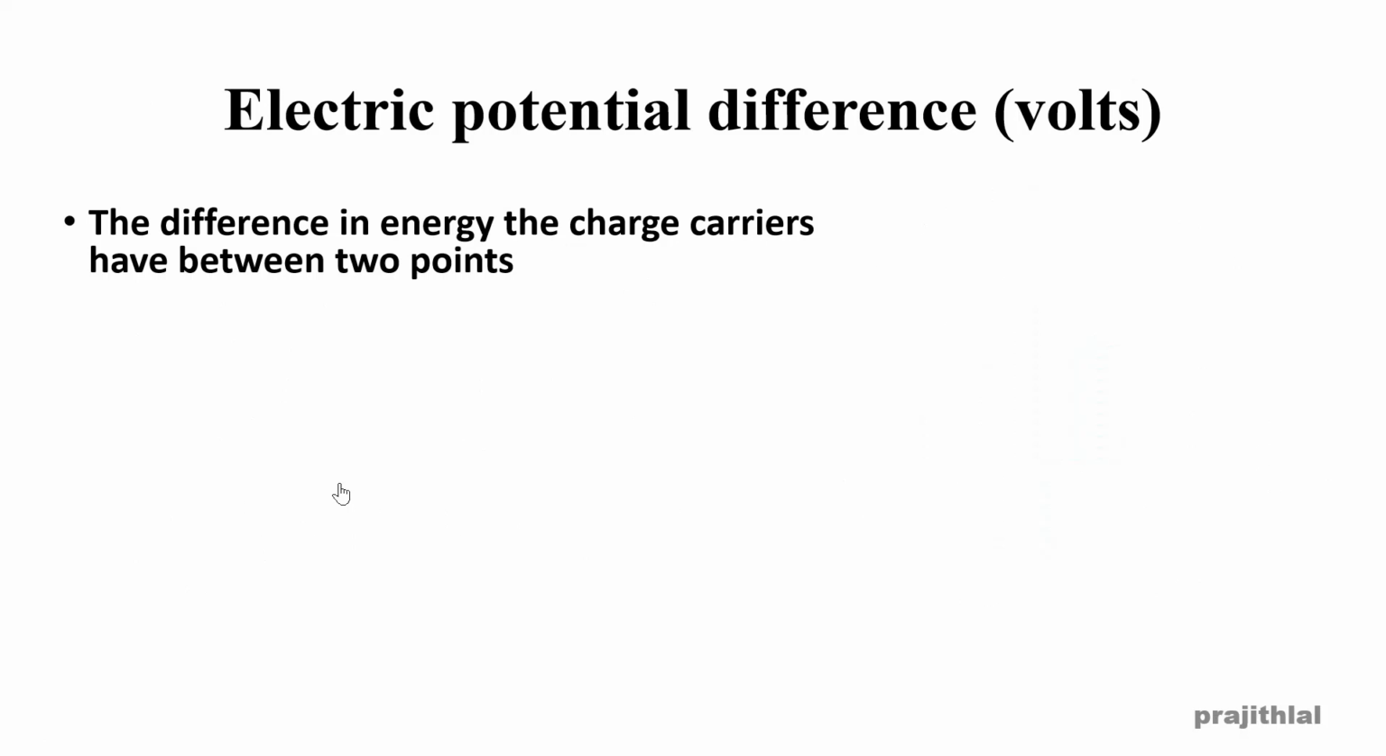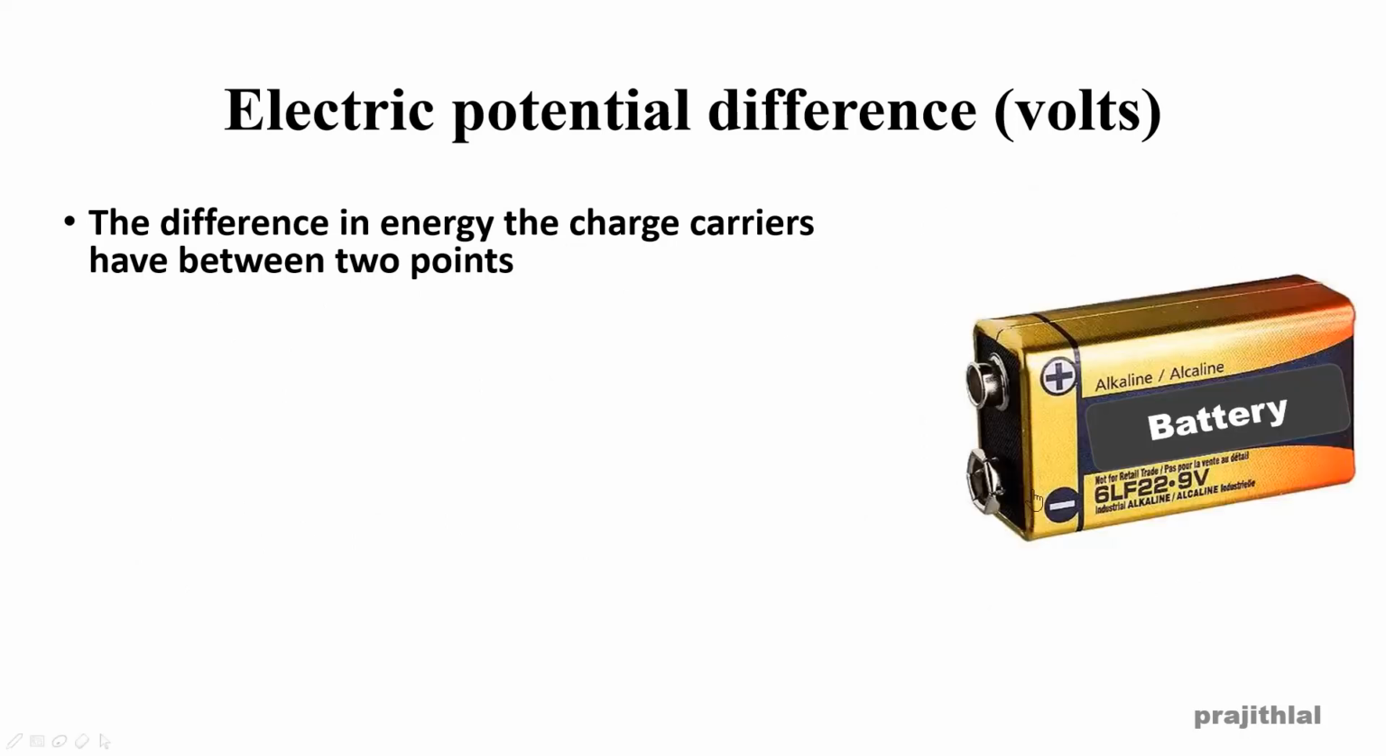So electric potential difference, that is volts. The difference in energy charge carriers have between two points is called potential difference. Okay, so let's see a battery. Here this is the negative terminal and this is the positive terminal. The difference in the potential between these two terminals is called potential difference, electric potential difference or volts. That potential is the voltage of the battery, as you can see, 9 volt.